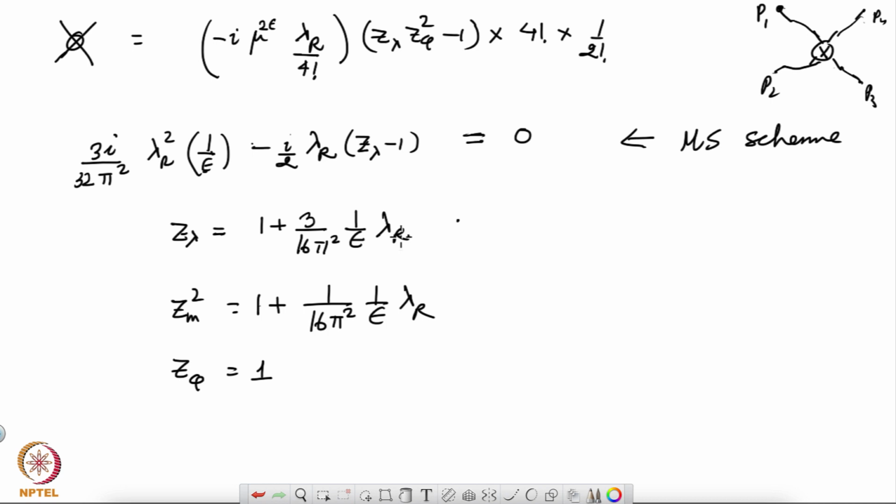over 16 pi square 1 over epsilon lambda r, and this one is 1 plus 3 over 16 pi square lambda r 1 over epsilon. Perfect. Okay, so with these choices I can make the 2-point function finite up to 1 loop, and also the 4-point function finite up to 1 loop.